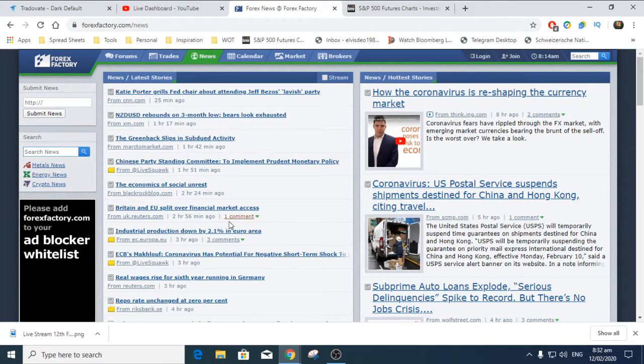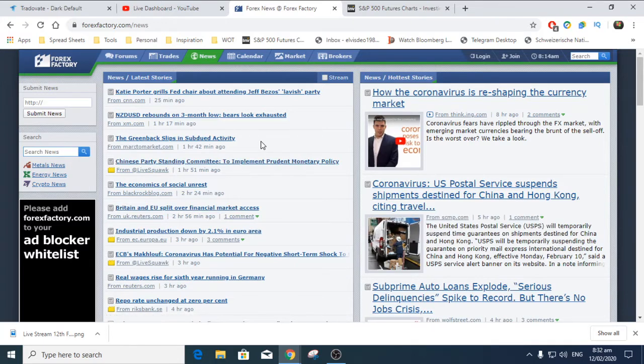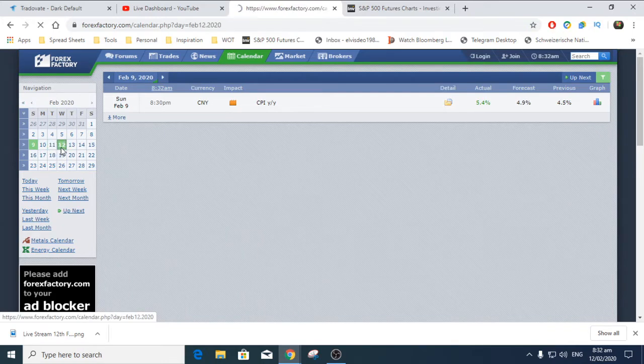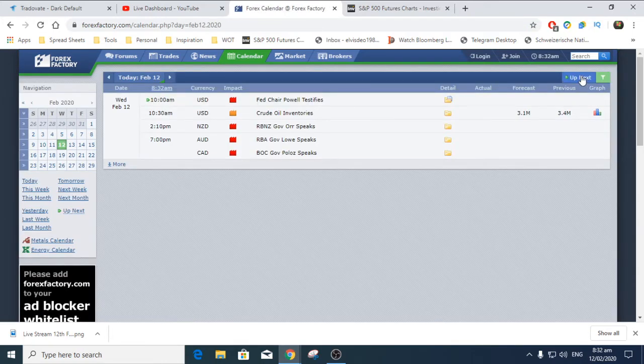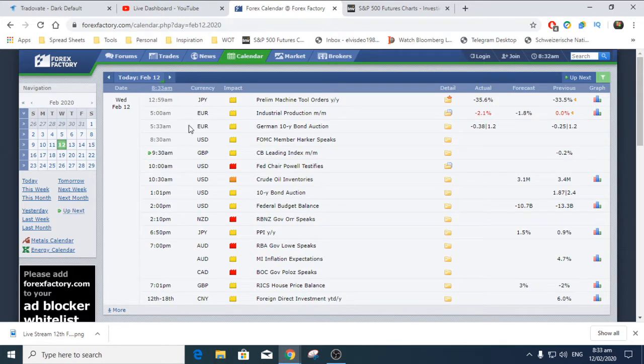Not much in the way of news, except probably Chinese gonna implement some stuff to be fiscally prudent. What we have on the calendar today is we have oil. Let's use today's filter. So what we got this morning is we have FOMC members speaking, CPI, and we have Fed Chair Powell testifying again, at 10:30 a.m.